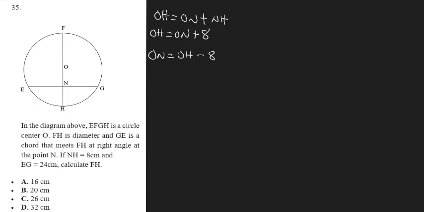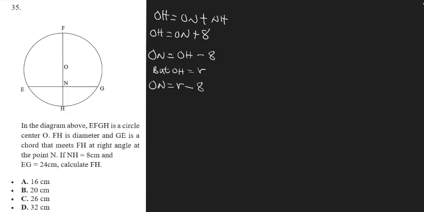The next thing you should remember is that OH, from O here up to this H, is actually the same thing as the radius because it's from the center. So OH is the radius. If it is the radius, we can write ON is equal to R minus 8, right? Because OH here we substituted.